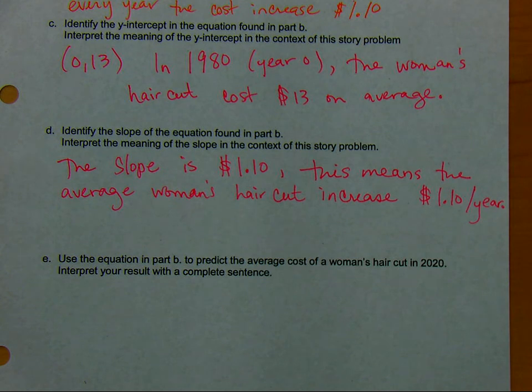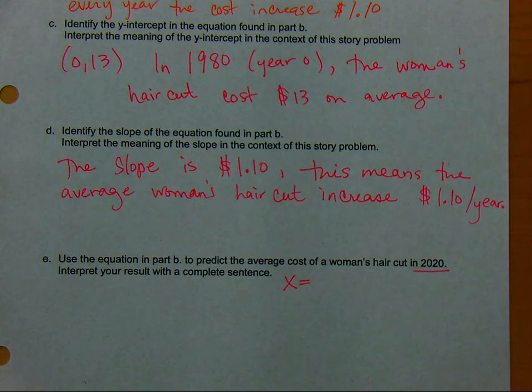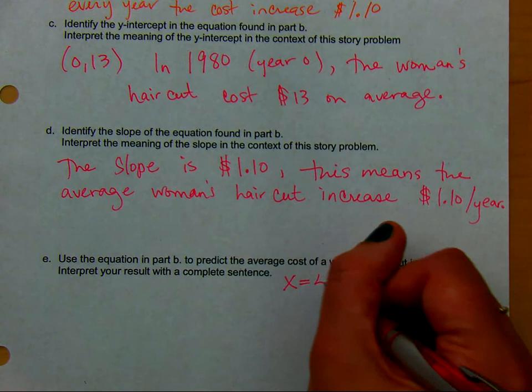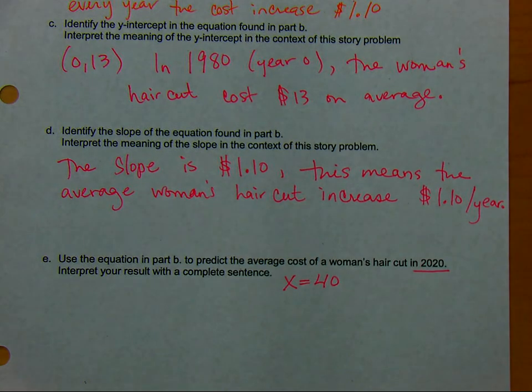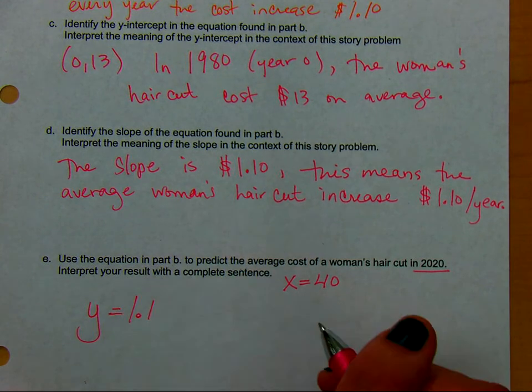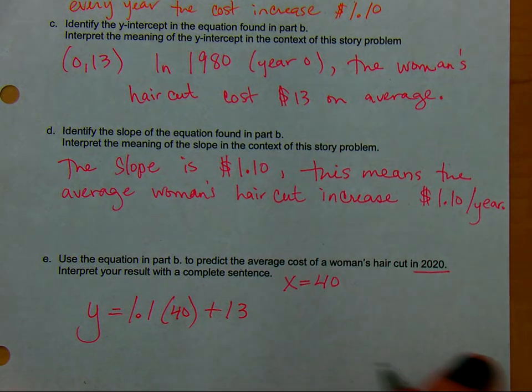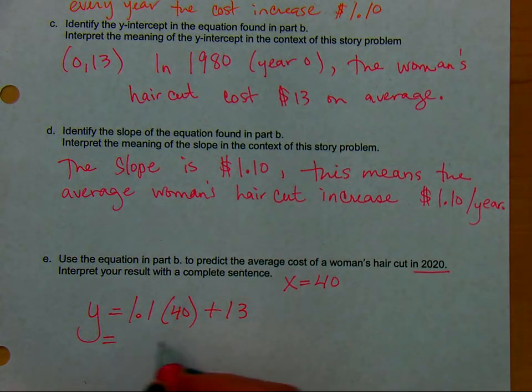cost? So how would we actually figure that out using our equation? What is X equal to in the year 2020? How many years from 1980 is that? 40 years. X equals 40 is much easier than X equals 39 to do the calculation, right? So we go Y equals $1.10 times 40 plus our starting value of $13. I think that is, what is that? $44 plus 13.